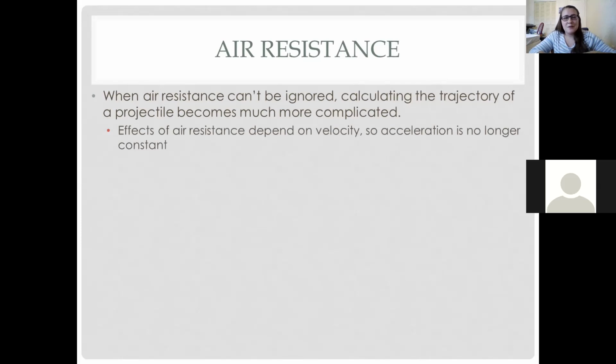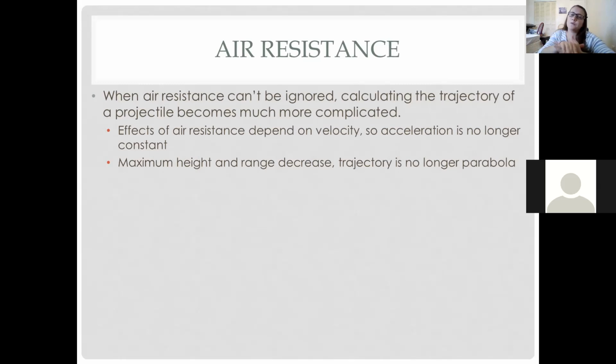But the effects of air resistance depend on the velocity of the object, so the acceleration is no longer constant. And up till this point, we've been doing examples where we have constant acceleration, and we just don't have that when we're considering air resistance. So the maximum height and the range decrease, right, because the object is having to force itself through the air. Or your book says through a fluid. Air is considered a fluid in this case.